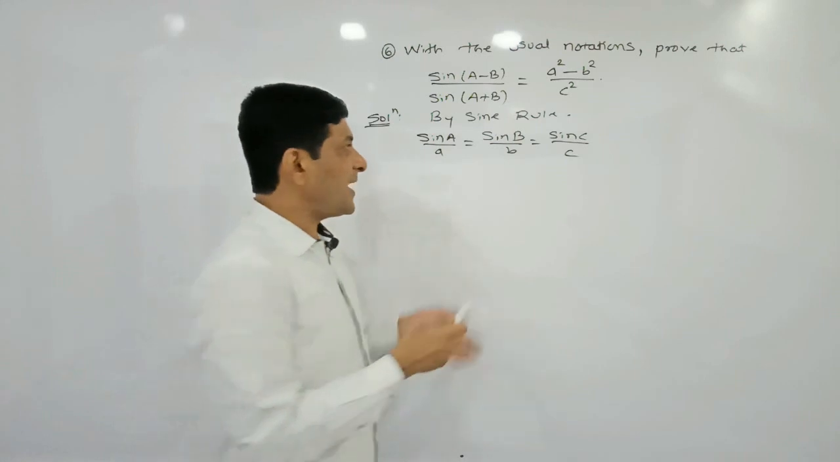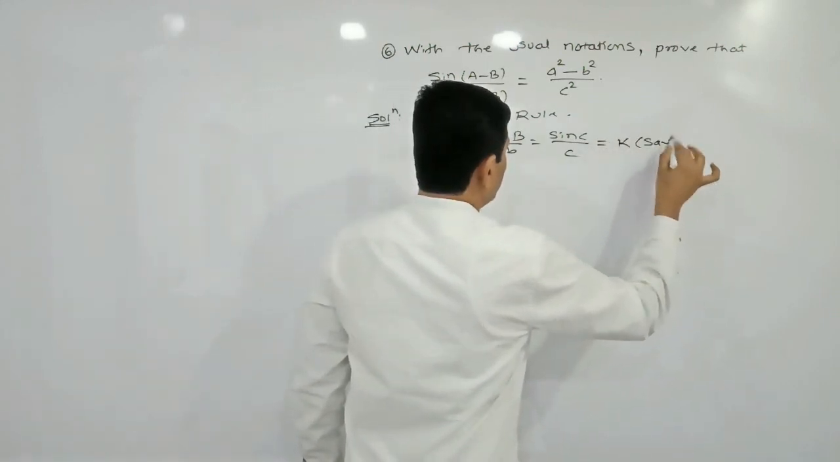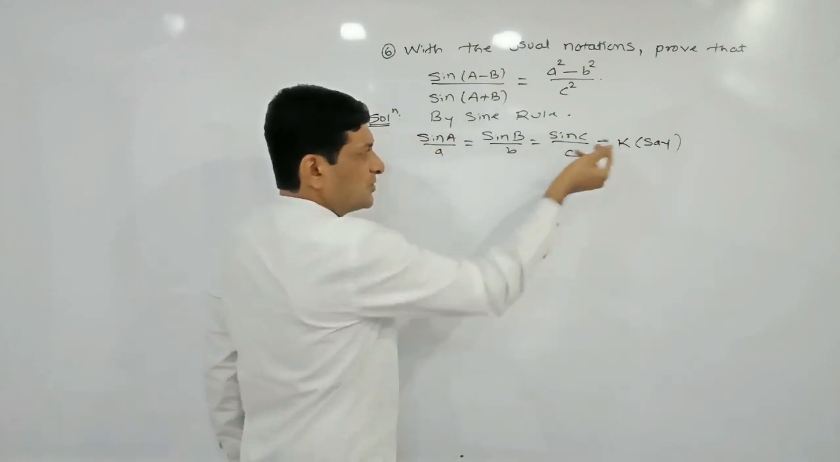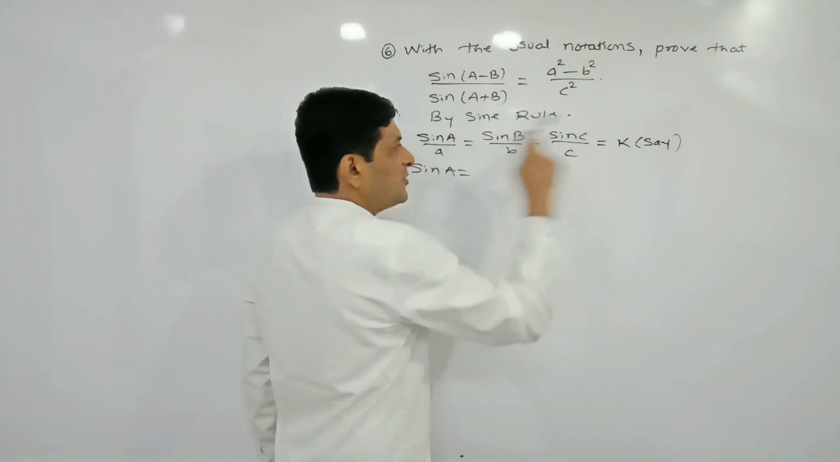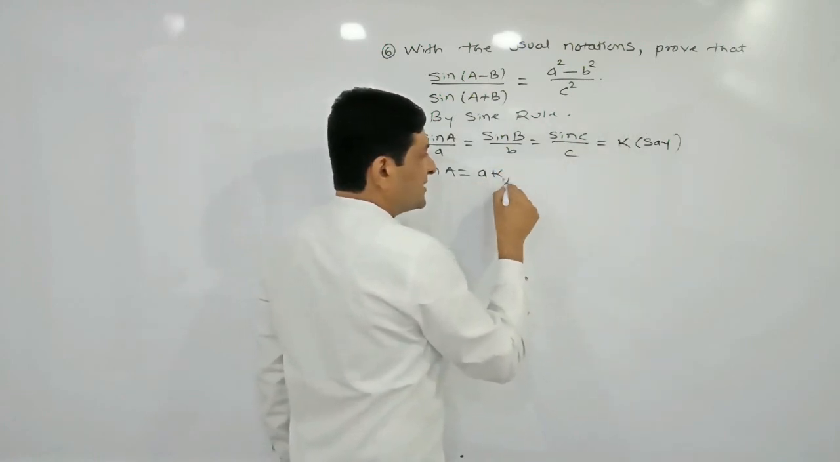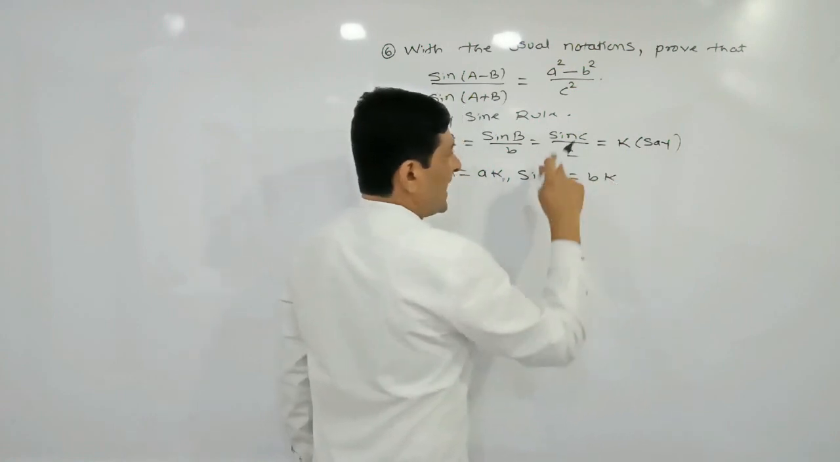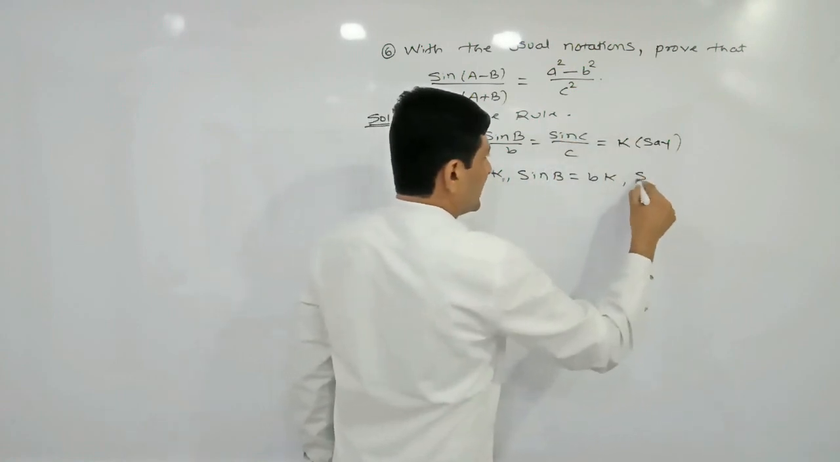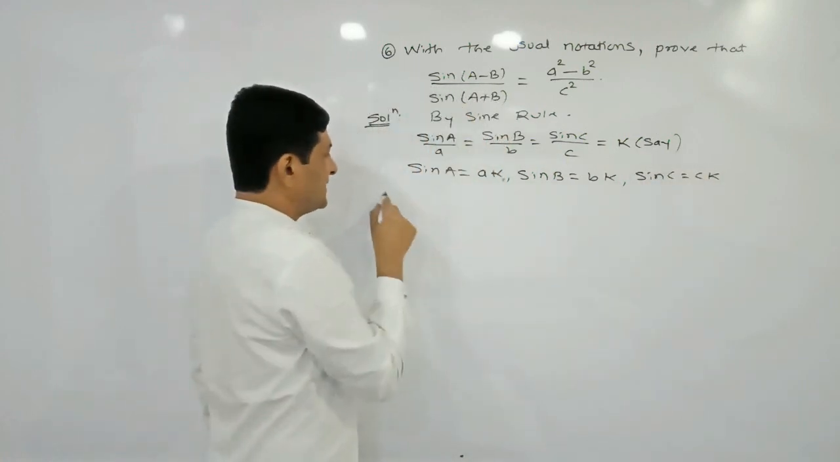According to the sine rule, we are able to find the value of sin A. Let us denote this ratio by k. So sin A is equal to ak, sin B is equal to bk, and sin C is equal to ck. So now consider the left hand side.